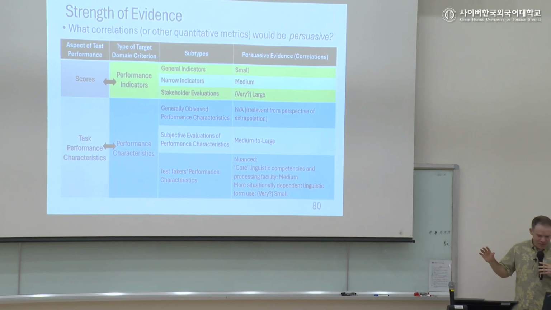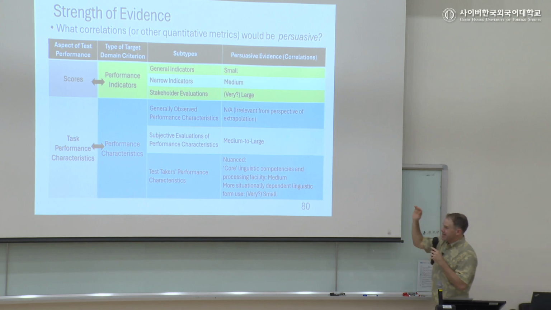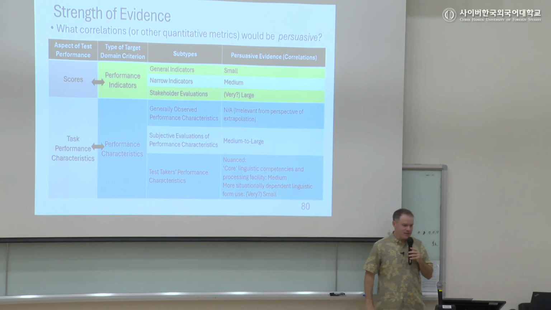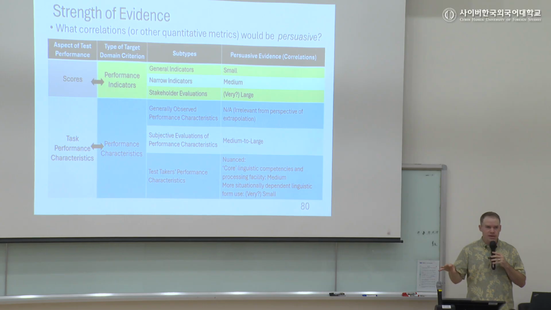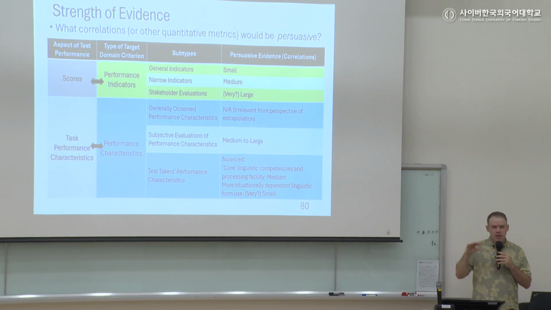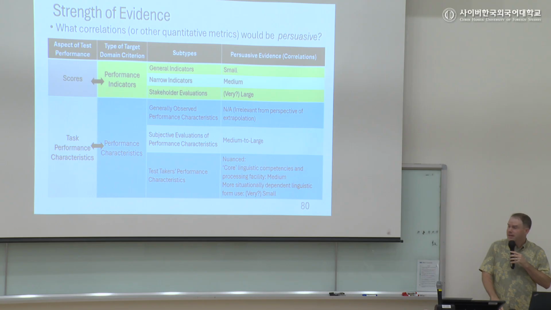For subjective evaluations of performance characteristics, I think medium to large. And then the linguistic characteristics, this has to be nuanced. I think we need more research in this area to start figuring out what construct-relevant variables, linguistic characteristics, should we expect larger correlations for? Maybe there are some that aren't going to really be consistent across many tasks at all. But this is something I think that we need to know more about.